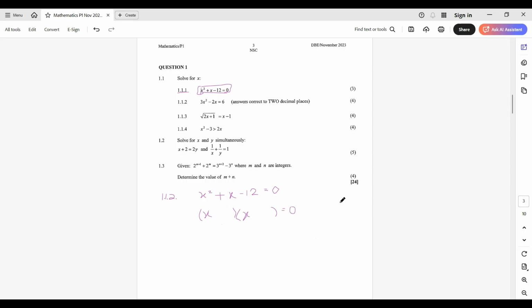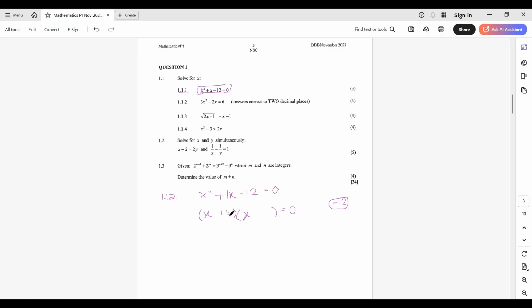Now, we need to look at the factors of minus 12. If you multiply them, they're going to give you minus 12. But when you add them, they're going to give you the middle term, which is plus 1. Now, with the number 12, we have the factors of 6 and 2, and we also have 3 and 4, and 1 and 12.